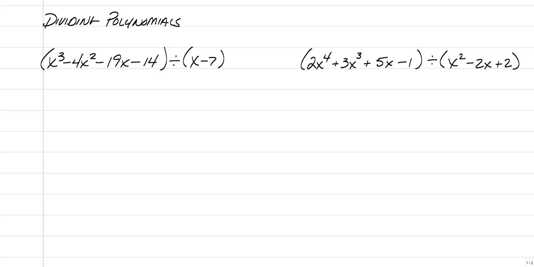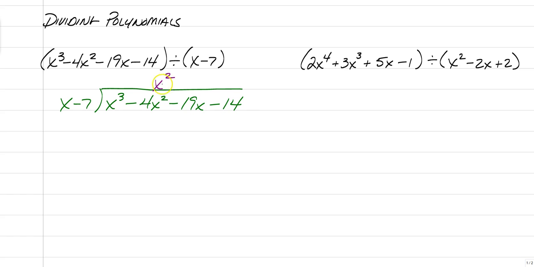Okay, so dividing polynomials is very similar. What you do is write x minus 7 out front, and you stick x cubed minus 4x squared minus 19x minus 14 in the house. And now you ask the same question, but you want to focus more on the first term. So you're about to say x times what gives you x cubed? And the answer to that is x squared. So you're going to put it in the x squared column.